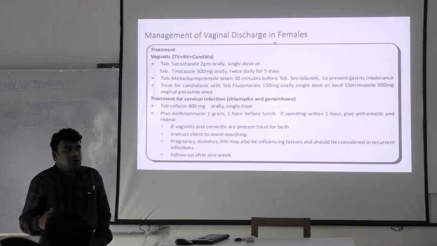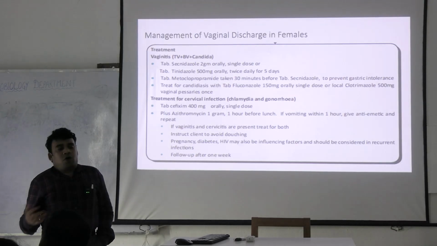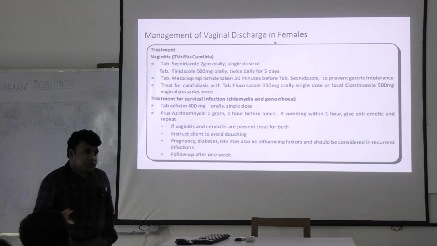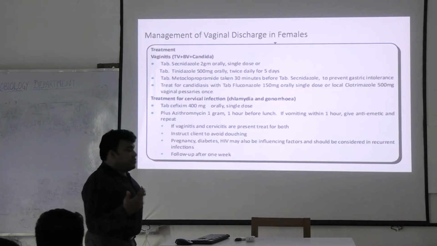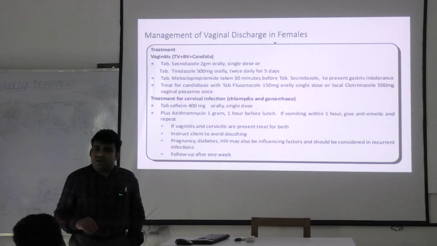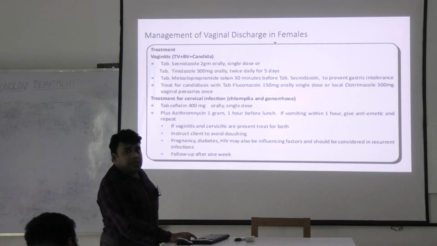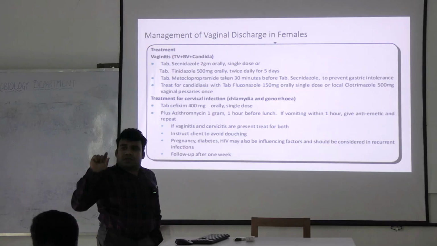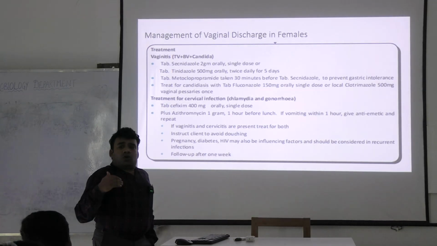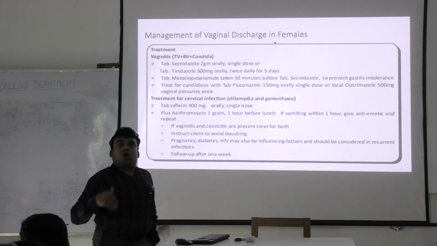Commonly fluconazole is given. Clotrimazole may also be given in certain situations where fluconazole cannot be given. Okay, so now you can see that fluconazole can be given in a single dose, and clotrimazole as a vaginal pessary. Vaginal pessary means that the drug is kept in the vagina itself, so not only does it have systemic absorption but also local action.